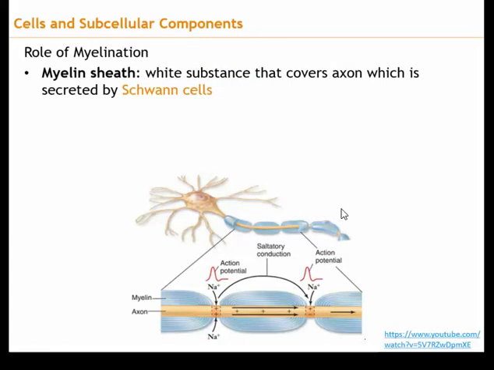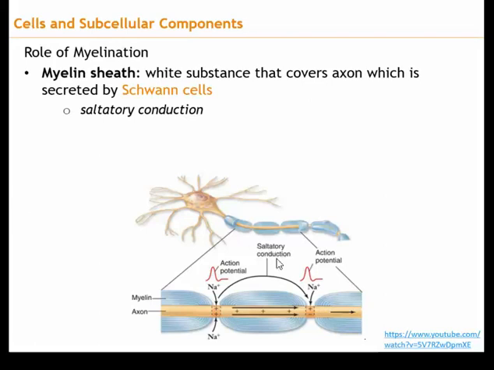So myelin sheath, it's a white substance that covers the axon, secreted by those Schwann cells. Schwann cells are a type of neuroglia that we'll talk about in just a little bit. But let's talk about what is the role of the Schwann cells. They're involved in the process of communication by myelinated neurons. That means that the action potential hops or leaps along the axon, and that's called saltatory conduction.